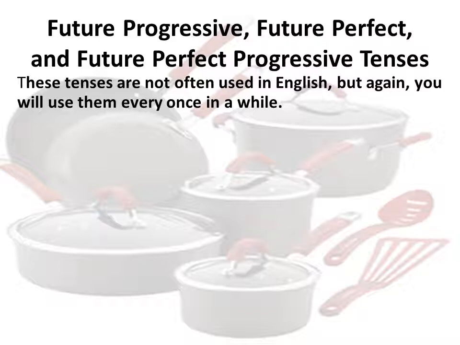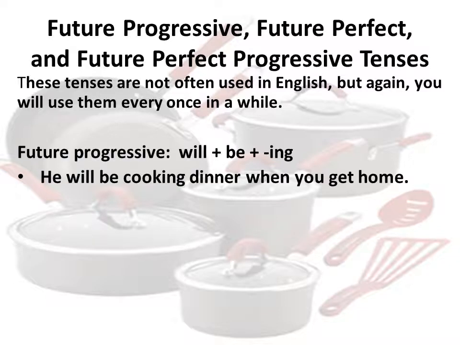The future progressive, future perfect, and future perfect progressive tenses are not often used in English, but they're good to know because, again, you will use them every once in a while. The future progressive is formed by using will plus be plus the ing form of the verb. So he will be cooking dinner when you get home means that in the future, when you get home in the future, what will he be doing? He will be cooking dinner. So notice that the when you get is actually expressed in the simple present form, even though it expresses the future. A little bit tricky, I know.